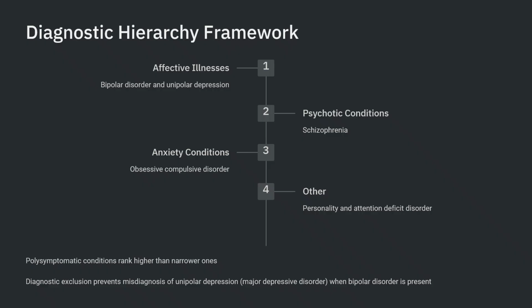A diagnostic hierarchy could be implemented where some diagnoses are subsumed under others based on their underlying cause. The general principle is that polysymptomatic illnesses should be ruled out first. This hierarchy would prioritize the ruling out of affective disorders, followed by psychotic disorders, then anxiety disorders, and finally other conditions like personality and inattention disorders.